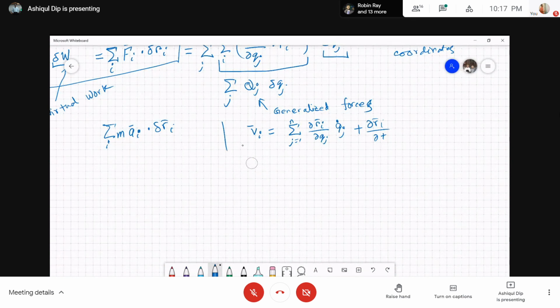So take the second order derivative. ai would be dVi/dt, and by the chain rule according to the previous one, that is the sum over k of ∂Vi/∂Qk times Qk dot, plus ∂Vi/∂t. Oh, I missed Qk dot. Yes, Qk dot.